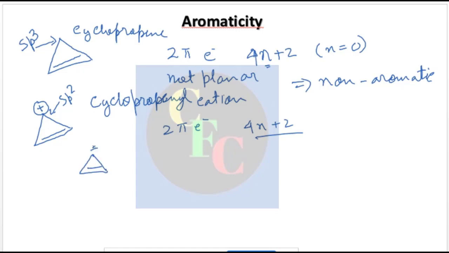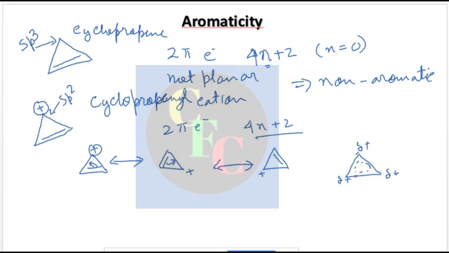How? See, now you can draw resonance type structures, right? So the bond will be here, so what is the hybrid? The hybrid form will look like this one: delta plus, delta plus, delta plus, right? So these are our canonical forms, and this is the resonance hybrid, right? So this is now aromatic.